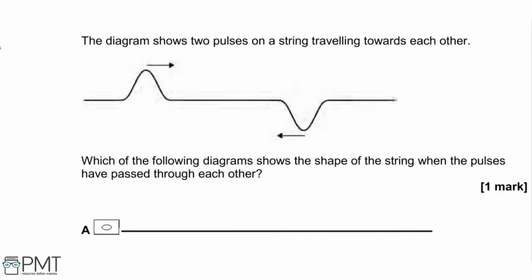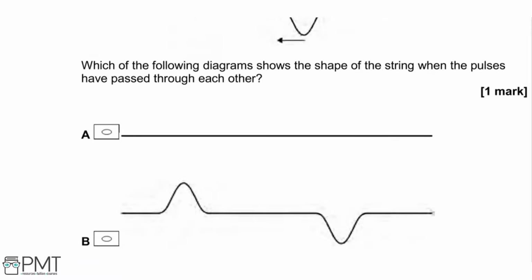For this multiple choice question, you just need to know what the pulses would look like after they've passed by each other. There's not really any particular way of getting towards the answer by knowing other things. You just need to know how they behave during this superposition process, if you like. So let's just look at the options for this question.